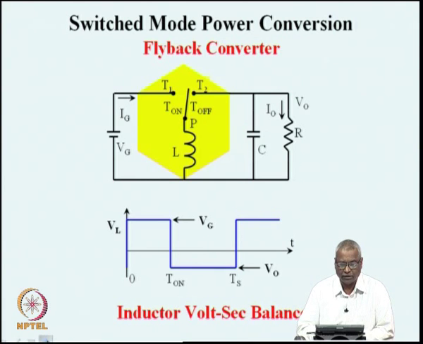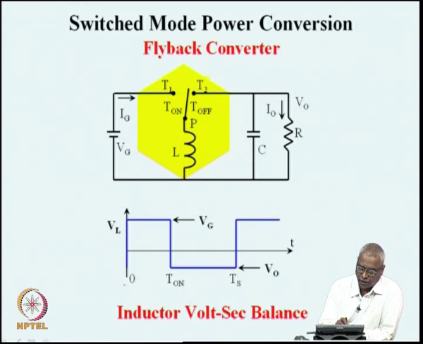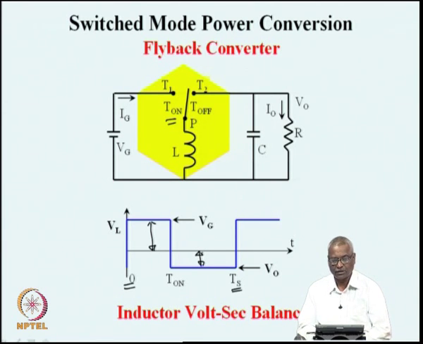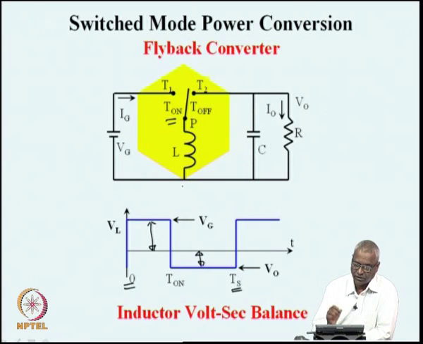Find out under steady state what is the voltage across the inductor, what is the periodic voltage across the inductor. So, in one period which is 0 to Ts, the voltage across the inductor is Vg during the on time, because the switch is connected to PT1, and during the off time the switch is connected to PT2 and the voltage across the inductor is V naught. V naught is applied across the inductor, and we see that the inductor is applied a positive voltage during a portion of the switching period and a negative voltage during the next part of the switching period.